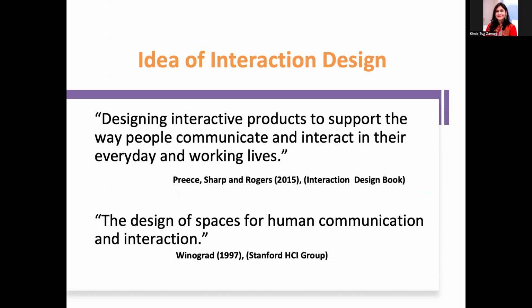So here are two big quotations. Preece, Sharp, and Rogers said it's about designing products to support everyday communication and interaction. And on the other hand, Winograd thinks of it as designing the space where interaction happens. So together, they remind us that interaction design is both practical and philosophical. It's about tools and the spaces they create in our lives.